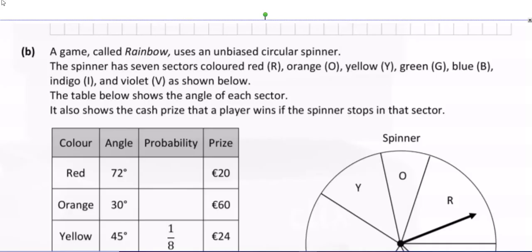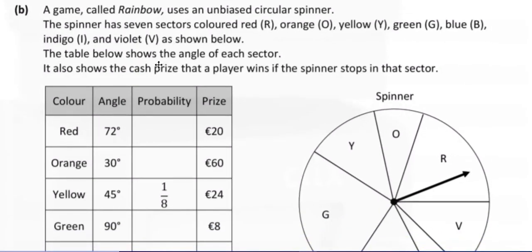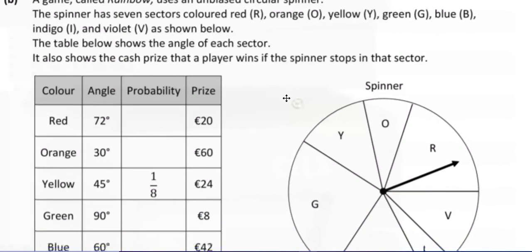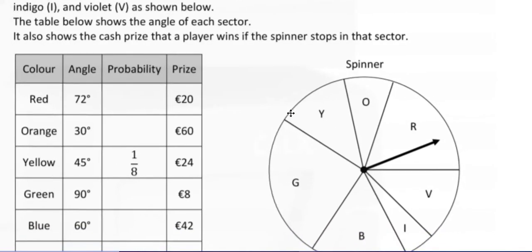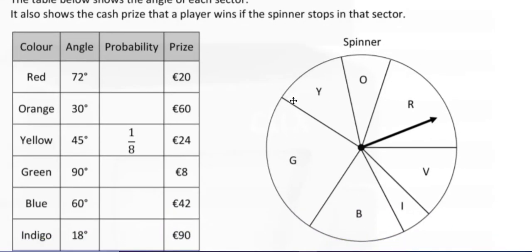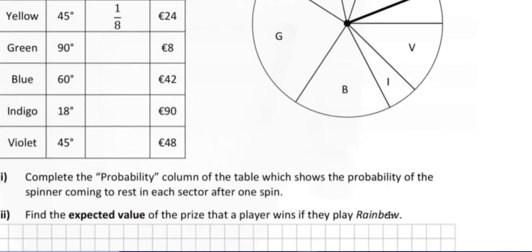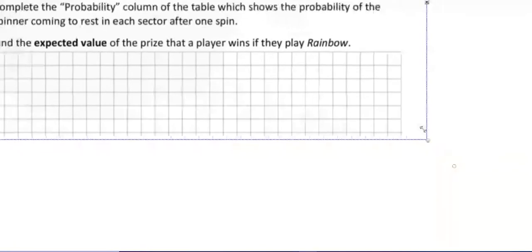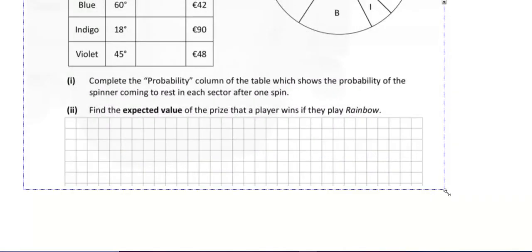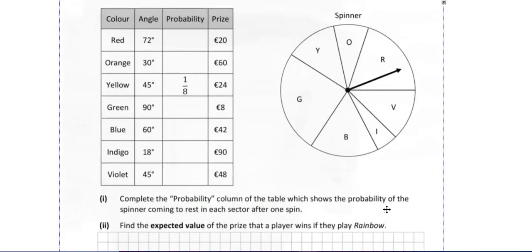Now, a game called Rainbow uses an unbiased circular spinner. The spinner has 7 sectors colored red, orange, yellow, green, blue, indigo, violet. The table below shows the angle of each sector, and it shows the cash prize won if the spinner stops in that sector. Okay, so here's what we're going to do. We're going to fill out the table first, I reckon. Complete the probability table, no bother, right?